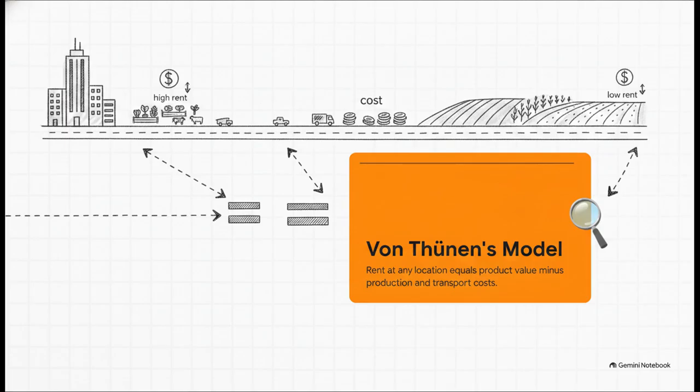Think about it. If you're farming right next to the market, your transport costs are practically zero, right? So you can afford to pay high rent. But if you're 50 miles away, your transport costs are massive, meaning you can only afford very, very cheap land. Distance equals cost. After all, dragging a horse cart full of cabbages 50 miles cross-country isn't exactly a cheap endeavor.